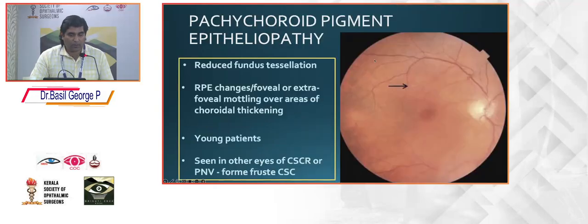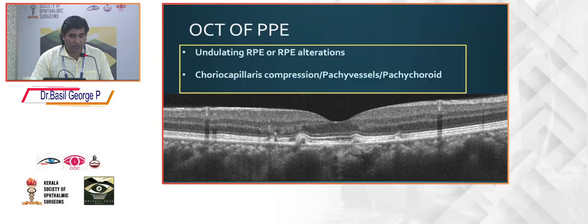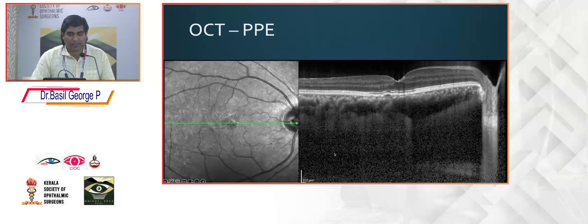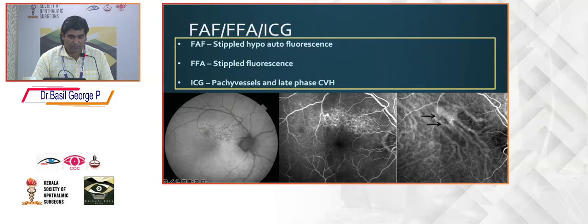Now, coming on to pachychoroid pigment epitheliopathy, it shows reduced fundus tessellations with RPE changes and foveal mottling, and it is seen basically in young patients and in the other eyes of patients with CSR. The OCT shows undulating RPE alterations and choriocapillaris compression with pachy vessels. The enhanced depth imaging OCT shows a thick choroid, dilated outer choroidal vessels, and choriocapillaris compression. The fundus autofluorescence shows stippled hypoautofluorescence, and the fundus fluorescein angiogram shows stippled fluorescence. The ICG shows pachy vessels along with late phase choroidal vascular permeability.